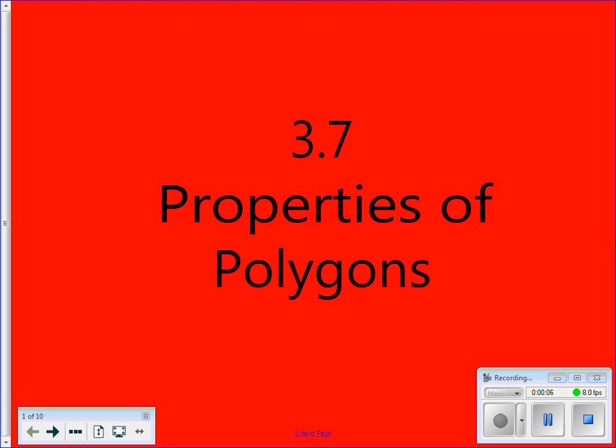We're going to be talking about properties of polygons. Tomorrow in class, we'll actually be playing a game. It's called Polygon Capture. It'll be pretty fun. But in order to play that, we've got to make sure we understand the basic properties that make up polygons.